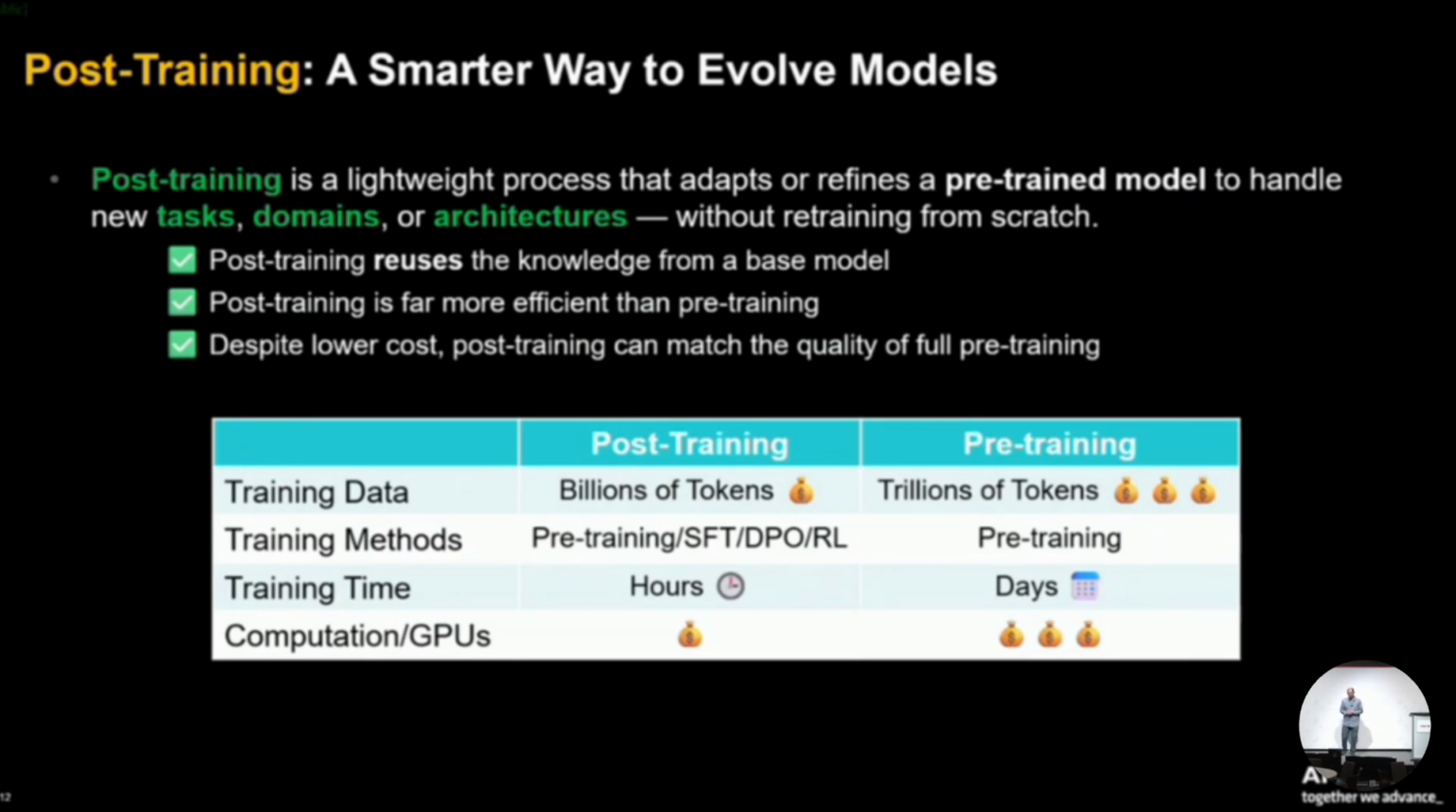So if we compare pre-training and post-training side by side, we can see in terms of training data, for post-training we use just billions of tokens versus pre-training in which we have trillions of tokens. In terms of training time, for post-training we're talking about hours of training, but for pre-training we usually deal with days or even months of training. And in terms of computation and GPUs, pre-training needs a lot more GPUs than post-training.